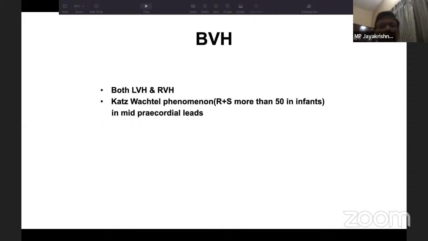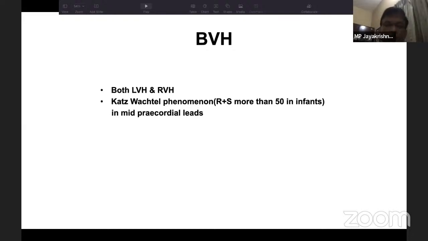Biventricular hypertrophy. I just wanted to tell you about this QRS fractal phenomenon, which indicates a biventricular hypertrophy. So both the right and left ventricles are hypertrophied. The commonest congenital heart disease that we encounter in children is ventricular septal defect. So ventricular septal defect is one condition where you can get left ventricular hypertrophy to begin with, but after some time that becomes a biventricular hypertrophy.